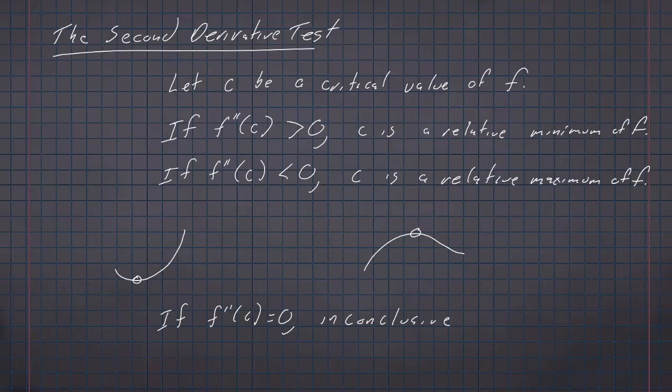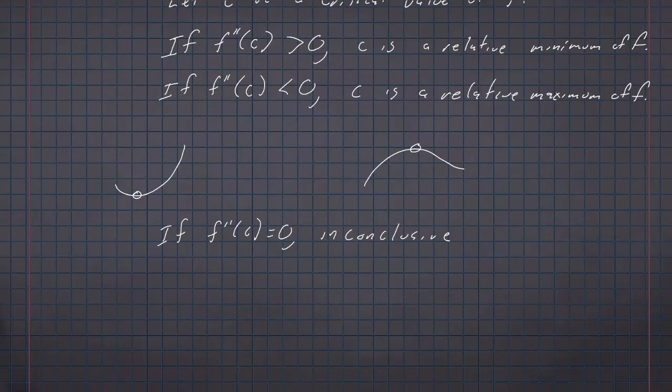If the second derivative is equal to 0, the test turns out to be inconclusive. When the second derivative is equal to 0, that gives you a stalling point in the curve, which could be a point of inflection, right? Something like that. Or it could just be a place where the curve really flattens out.